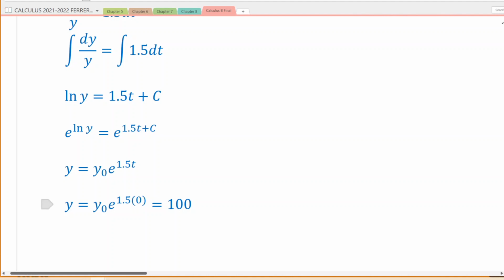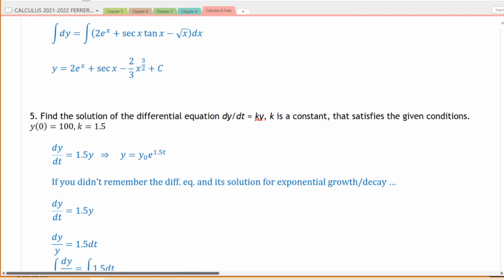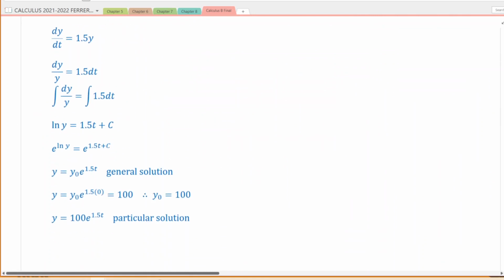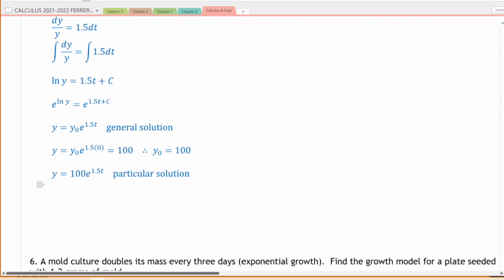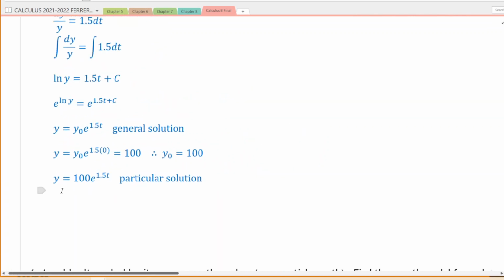Well, e to 1.5 times 0, that's just 0. And e to the 0, that's just 1, which since we're multiplying we don't need. So we actually get that y0 is equal to 100, which means my particular solution is y equals 100e to the 1.5t. Let's see what's next here. We're supposed to find the solution. Yeah, so this is my solution. y is equal to 100 multiplied by e to the 1.5t. That's my particular solution, the one that we're looking for.